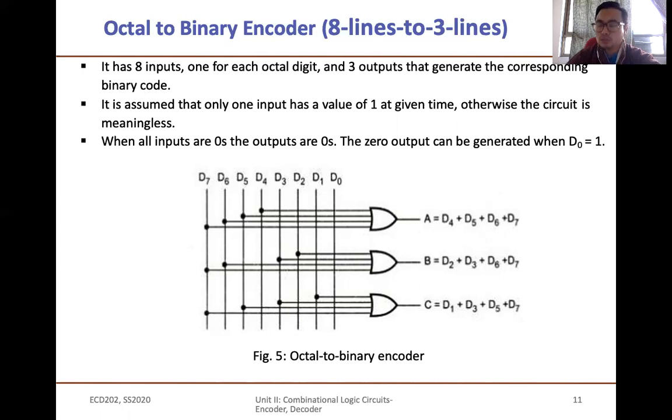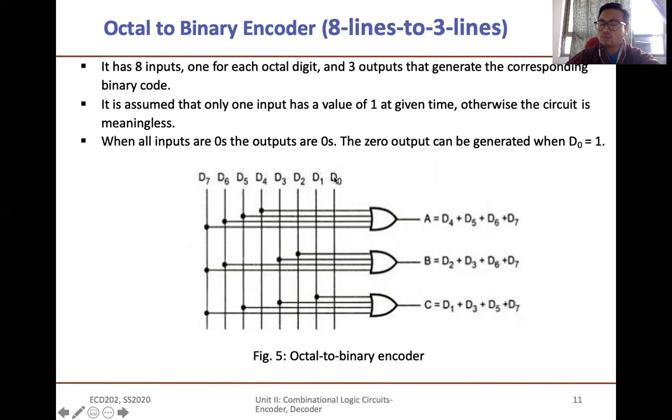So if you activate more than 1 or 2 inputs, that circuit should be a priority encoder. Otherwise, your circuit becomes meaningless. When all inputs are 0, then the output will be 0. Now, the 0 output can be generated when D0 is equal to 1.